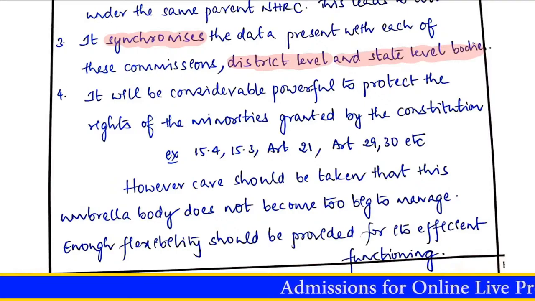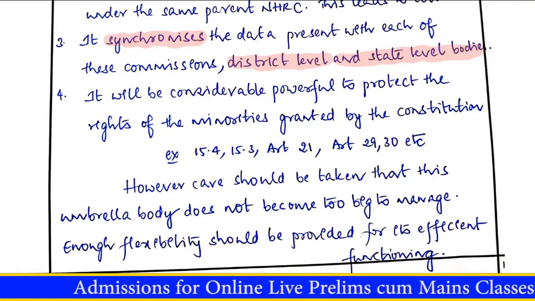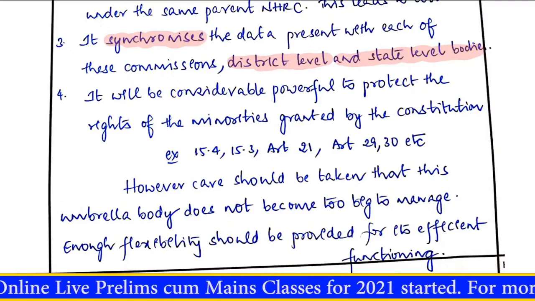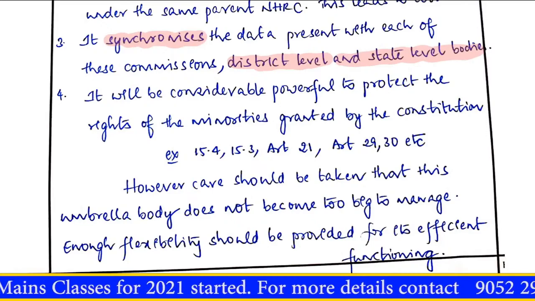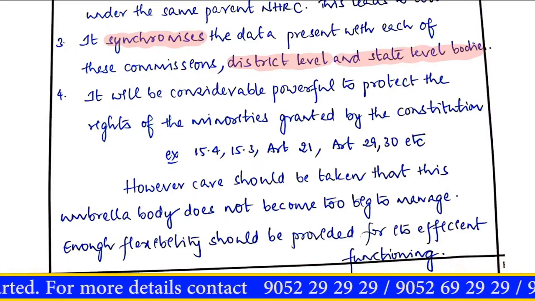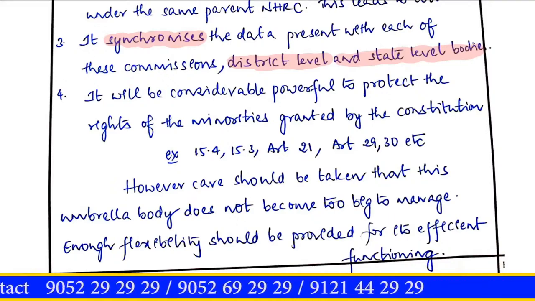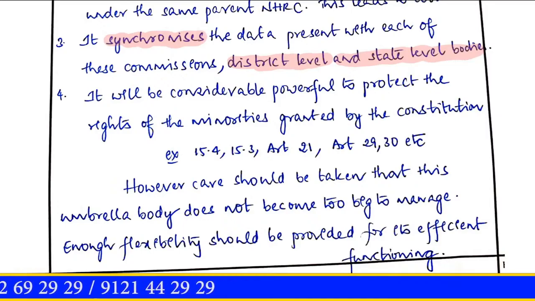Moving forward, he says that it will be a considerably powerful tool to protect the rights of minorities granted by the constitution, and then he is listing down the articles, article 15.4, 15.3 and so on. So much listing is not necessary. Some amount of enriching your answer is fine, but clearly listing these down like this probably is going to set off the examiner, because the examiner will have to think in his mind what is article 15.4 and so on. If you want to write down articles, write them down at least in some measure, 15.4 is what and so on. Article 21, whether you write it or not doesn't matter much, because everybody knows it is related to right to life. But article 15.3, 15.4, when you write, you probably have to explain a bit.